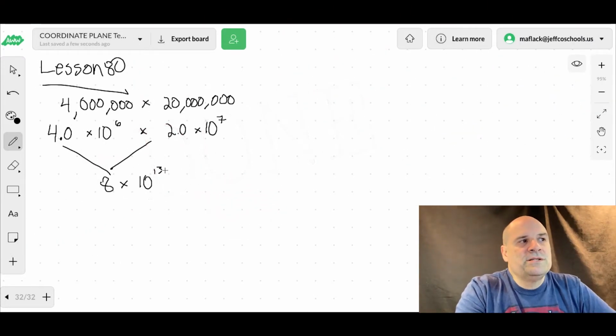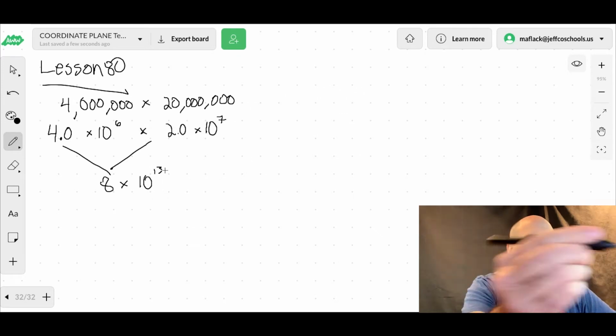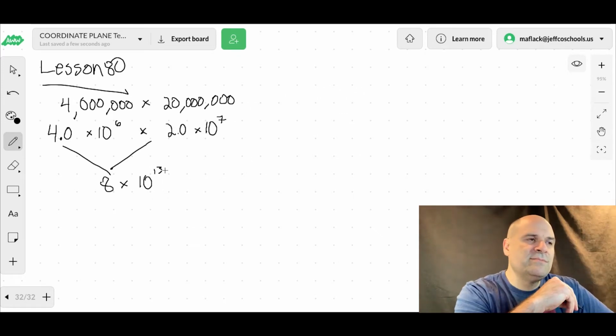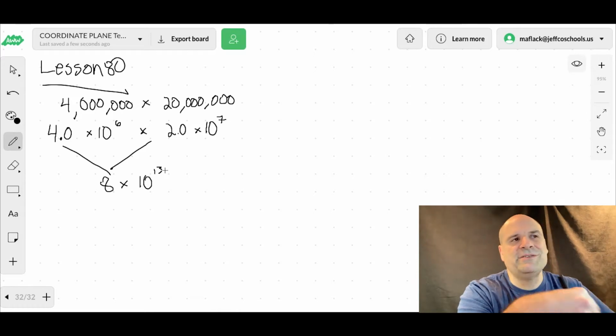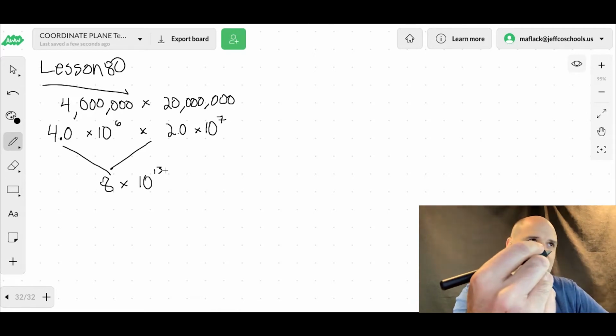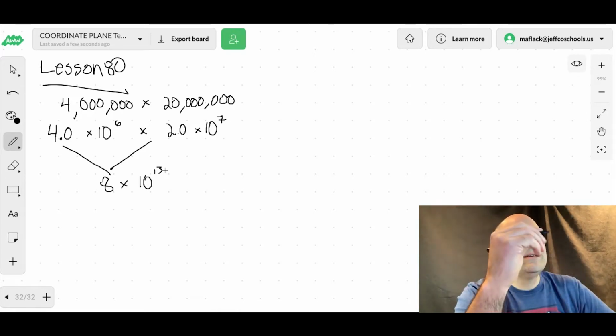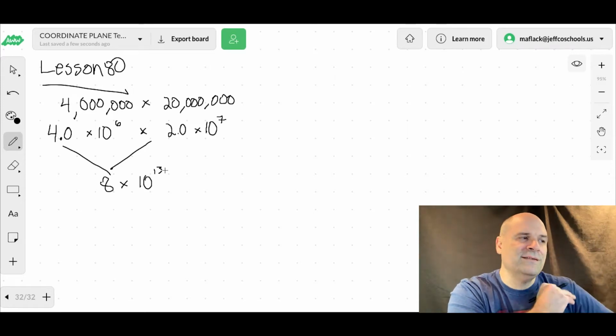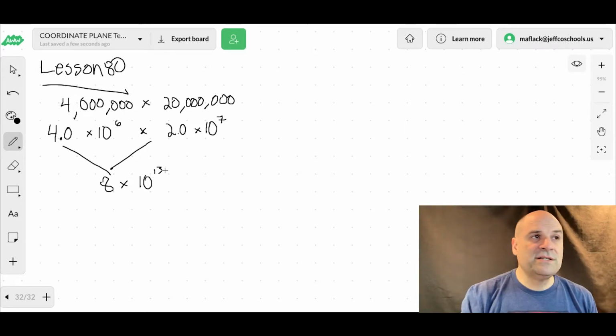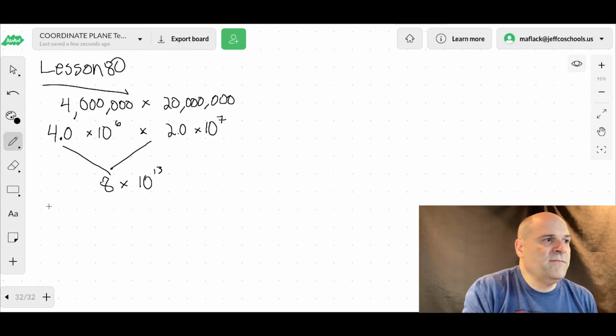Now, what gets tricky is when you multiply your numbers like 4 times 2, and sometimes you're gonna get a 2-digit number. So then you have to convert that to scientific notation, because in scientific notation, that first number has to be in between 1 and 10. So let's just try some examples and see if it works for us.